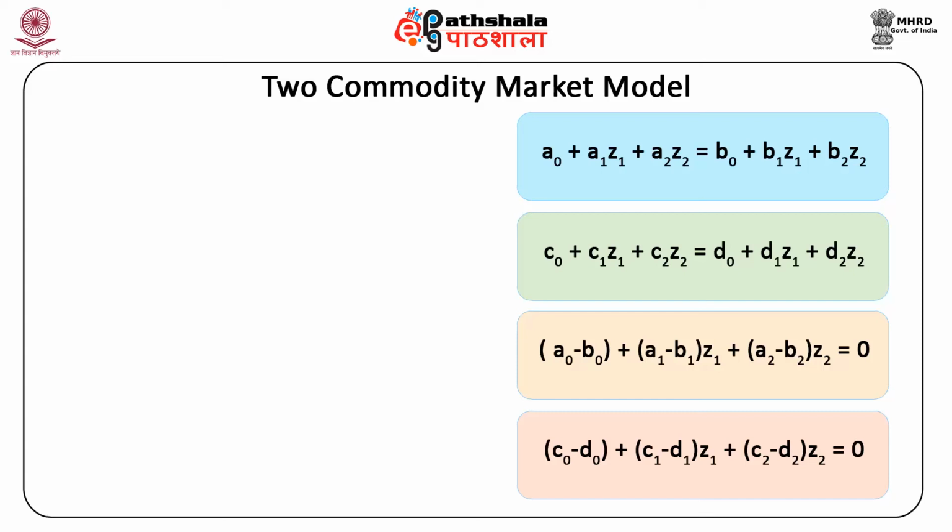Let us write Ai minus Bi is equal to alpha i.